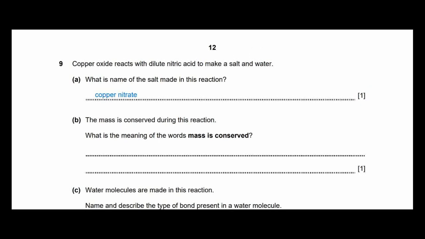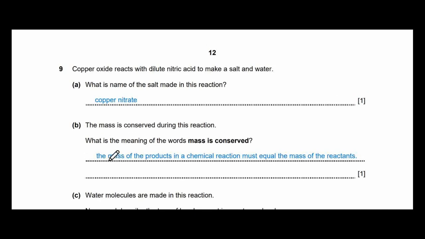Next. Question 9b. The mass is conserved during this reaction. What is the meaning of the words mass is conserved? Right, let's open up the answer. The mass of products in a chemical reaction must equal the mass of reactants.